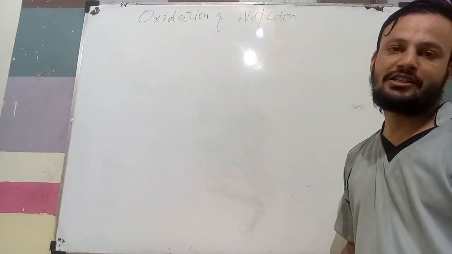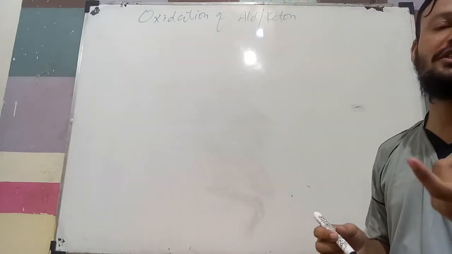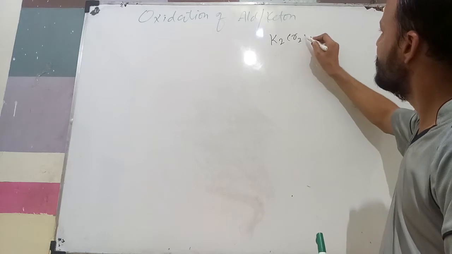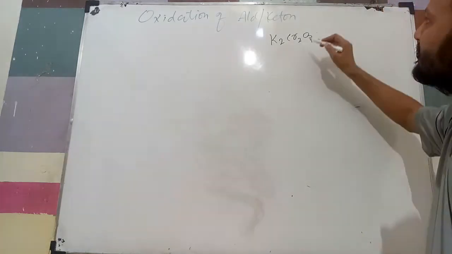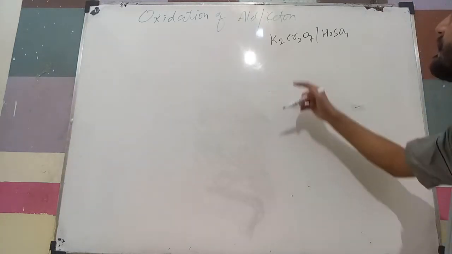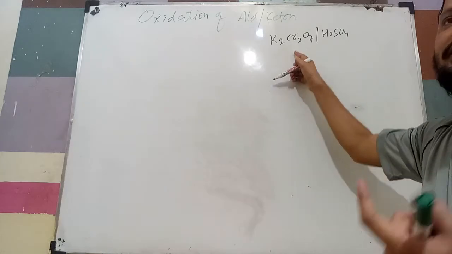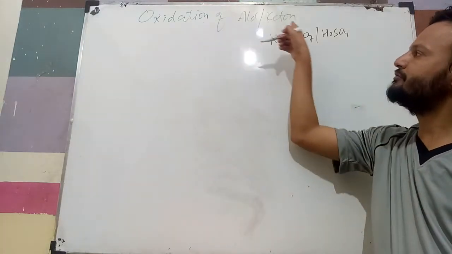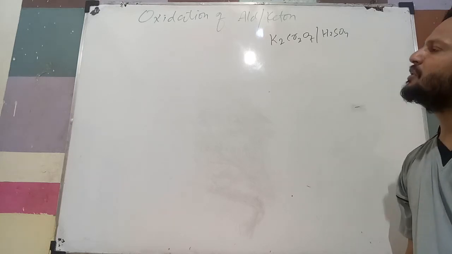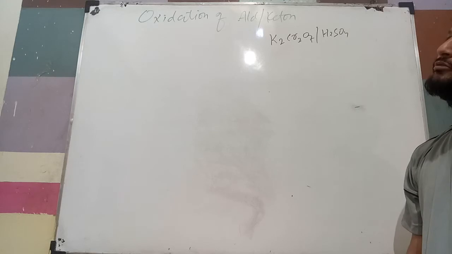So our next topic is oxidation of aldehydes and ketones. We use some oxidizing agents like potassium dichromate in the presence of H2SO4. These two compounds will react to form nascent oxygen, and this nascent oxygen is responsible for oxidation of aldehydes and ketones. The oxidation of aldehyde is somewhat easier, and oxidation of ketone is somewhat difficult. How it is difficult we will explain in the example of ketones.